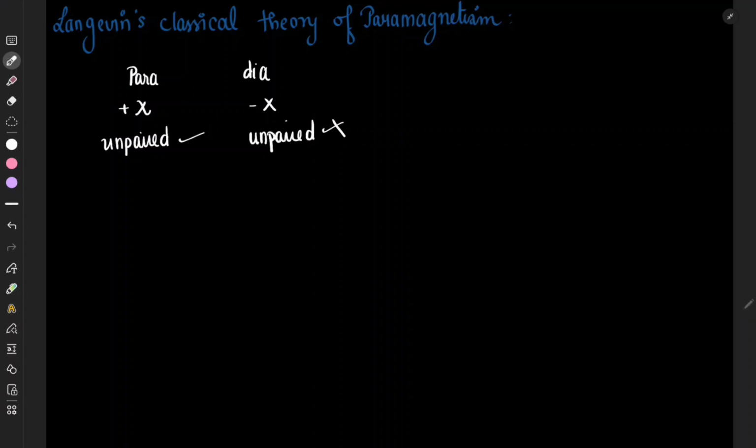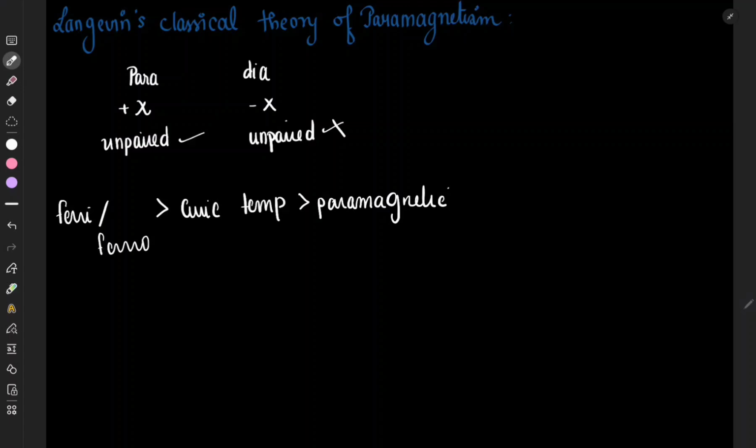There is a threshold temperature called the Curie temperature. Above the Curie temperature, the material is a paramagnet, and below the Curie temperature, it will be a ferri or ferromagnet. Fine, I hope you understood what a paramagnet is.